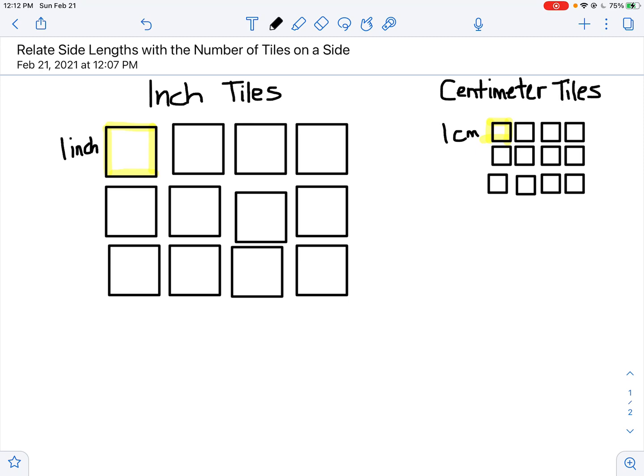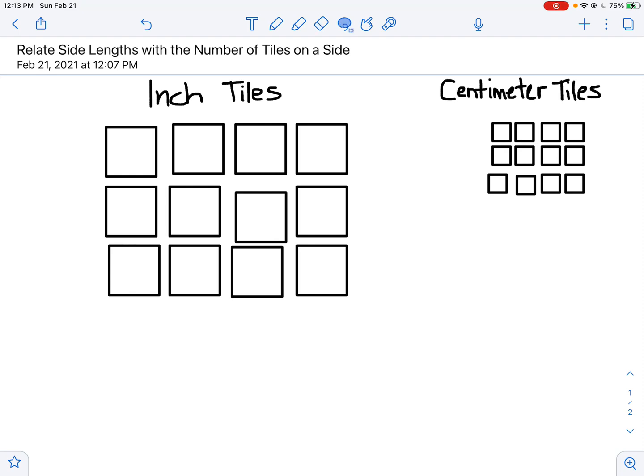Okay, but the first thing I want you to think about is what I've got set up here. You can see that I've got some centimeter tiles and I've got some inch tiles, right? So the first thing I want you to think about is, if I'm trying to find the area of a rectangle, have I done that well with my tiles? Is there any problem with how I've set my tiles up, or are they good to go?